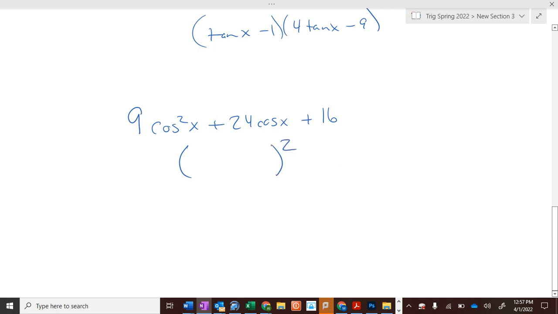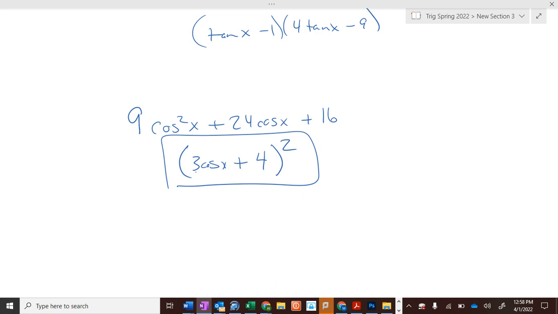What's the square root of the first term? 3 cosine of x. What's the sign of the middle term? Plus. What's the square root of the last term? 4. What's 2 times 3 times 4? 24. This is the answer. That's how you check to make sure it works. If you take 2 times the square root of the first term times the square root of the last term, it has to equal the middle term for a perfect square trinomial. Okay?